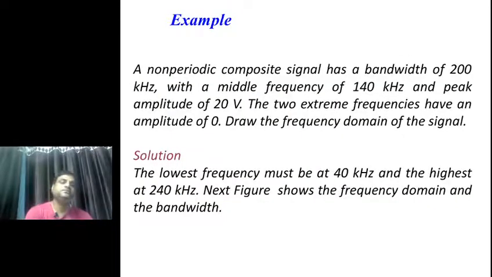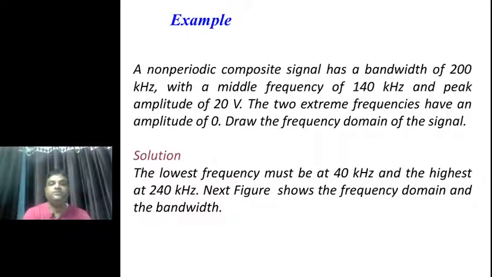Then I will try to explain this whole scenario with a particular example. A non-periodic composite signal has a bandwidth of 200 kilohertz. The middle frequency is 140 kilohertz and the peak amplitude is 20 volts. The two extreme frequencies have an amplitude of 0. Draw the frequency domain of the signal.